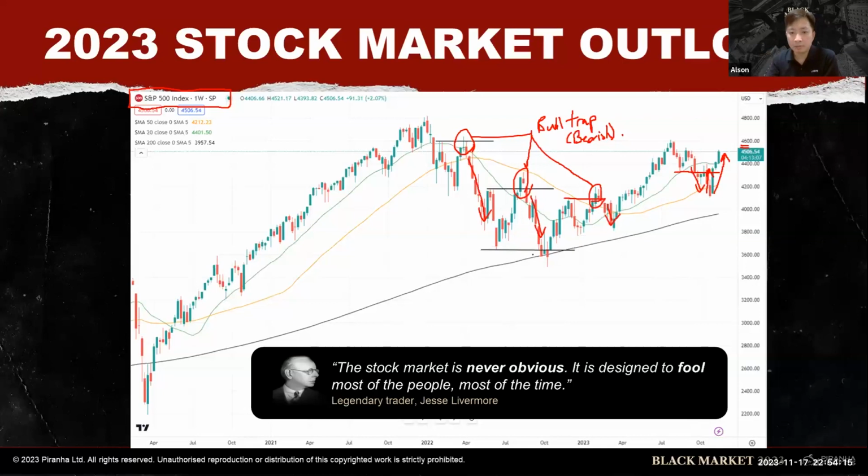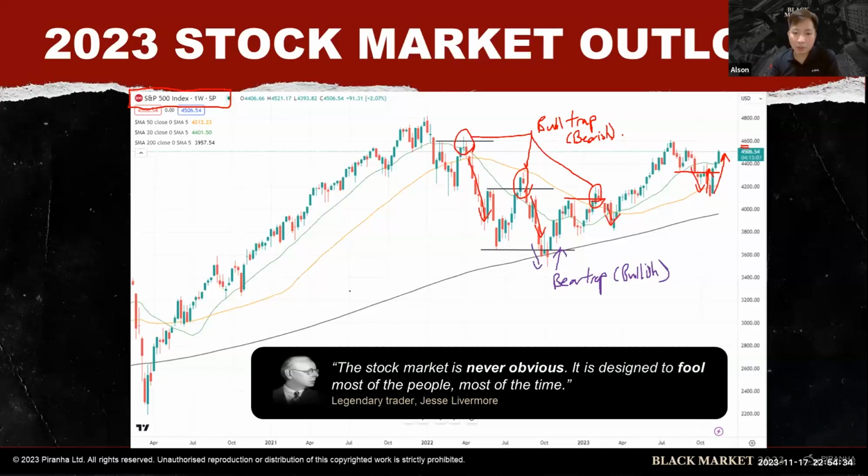Because the market over here did what we call a bear trap pattern, which is bullish. Okay, a bear trap pattern which is bullish. And let me share with you guys these. You can write it down. Okay, it's an important tip.